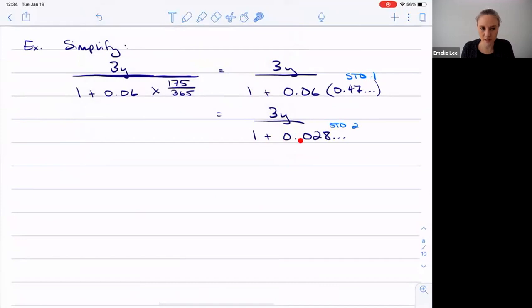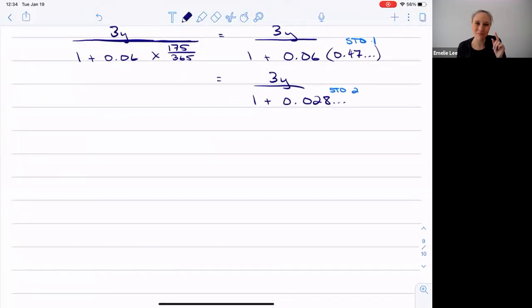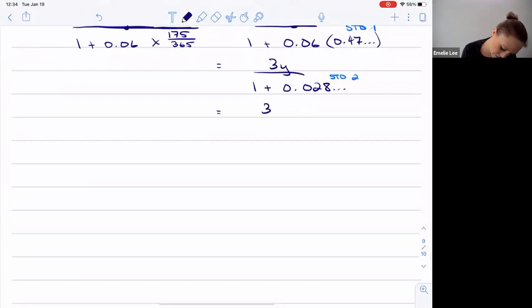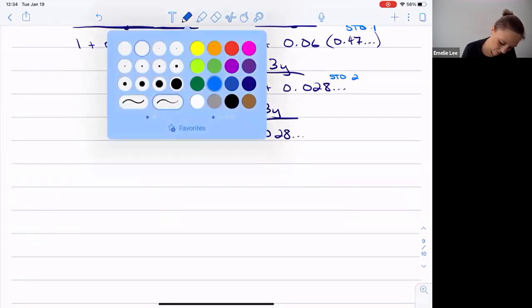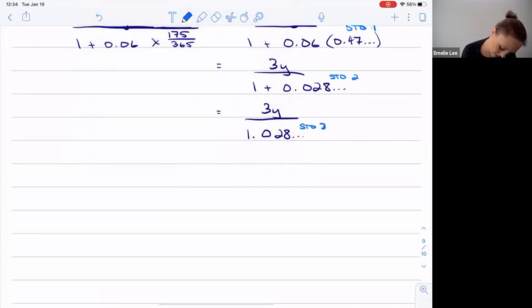Once I add this to 1, right? So now to simplify here, I do 1 plus 0.028, but recall 2, to make sure that I keep all those decimal places. So this becomes 3y divided by 1.028 dot, dot, dot. And I'm going to store this in 3.